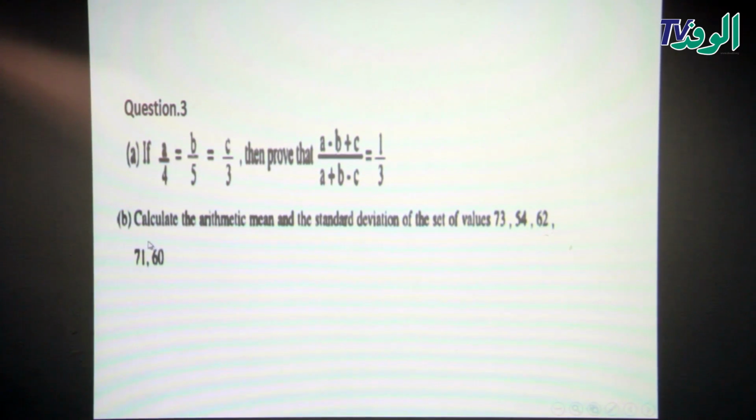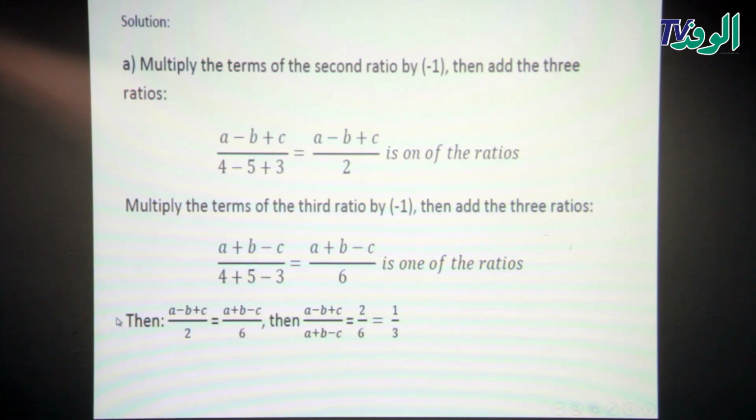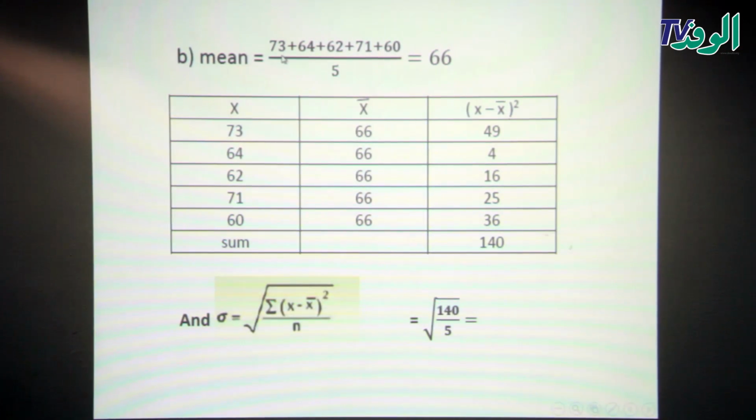Number B. Calculate the arithmetic mean and the standard deviation of the set of values 73, 64, 62, 71, and 60. About the arithmetic mean, what is the rule of it? Yes, the sum of values over the number of values. Before we start, let's count how many values: 1, 2, 3, 4, 5. The mean equals 73 plus 64 plus 62 plus 71 plus 60 over 5. Using your calculator, we can get 66, which is the mean.